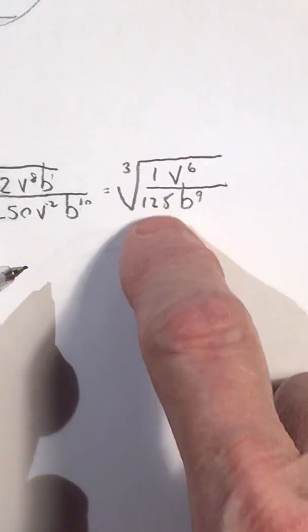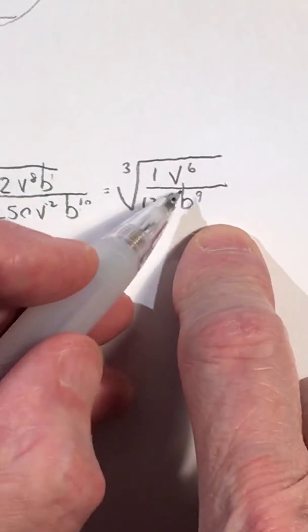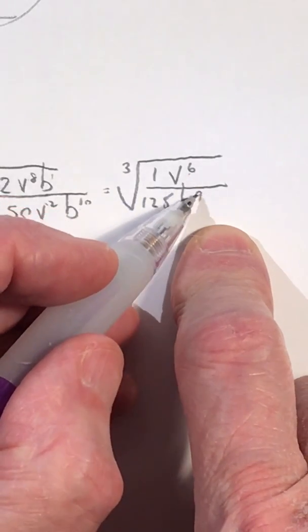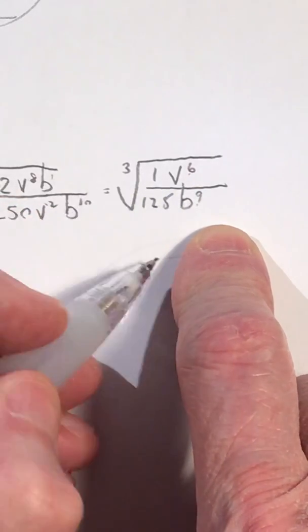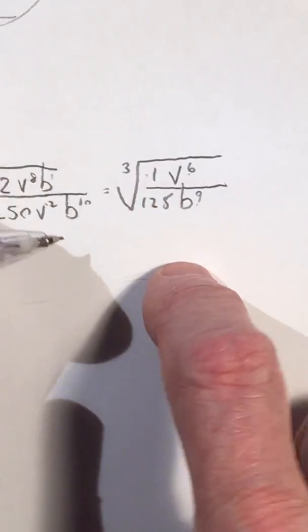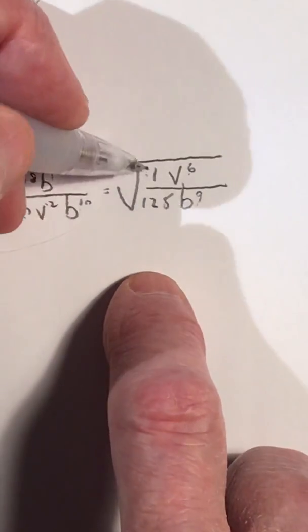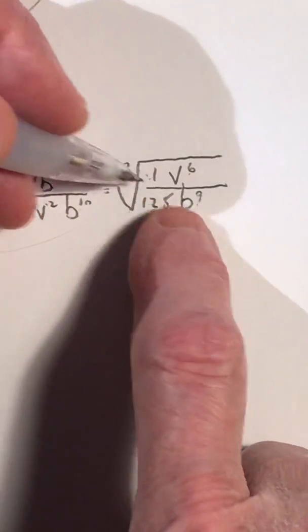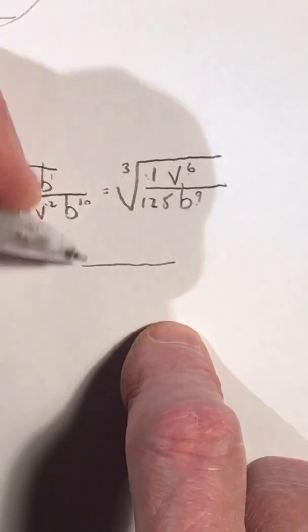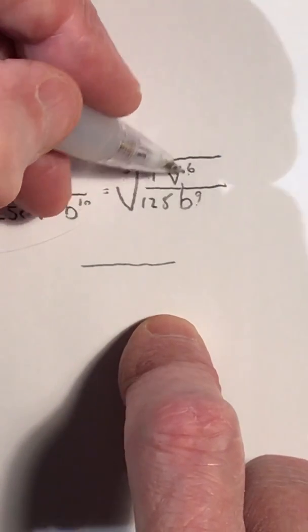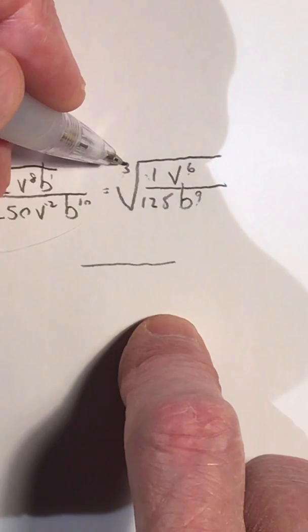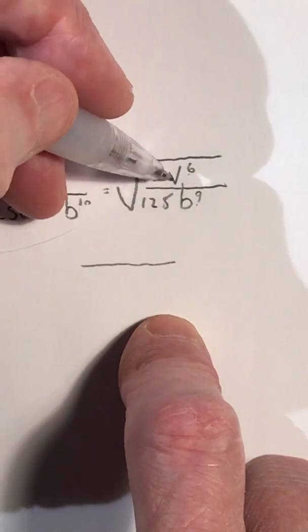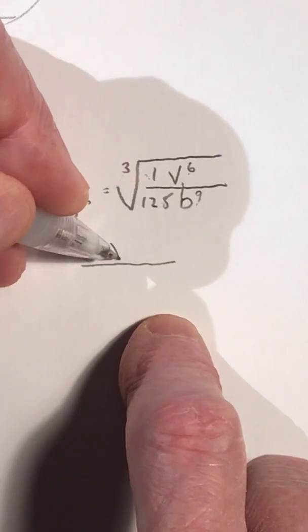And this is nice because everything is ready to go. This is an exponent divisible by 3, and this is an exponent divisible by 3. That's a perfect cube. That's a perfect cube. So cube root of 1 is 1. I don't need to write the 1 to hold the numerator. V to the 6th, cube root is v to the power 6 divided by 3, or v squared.